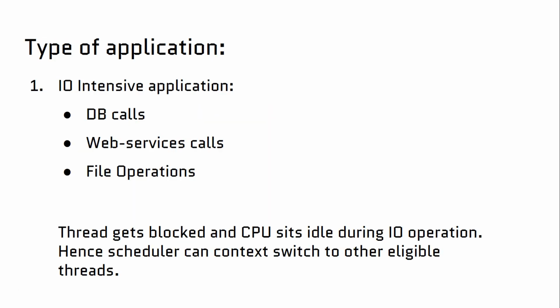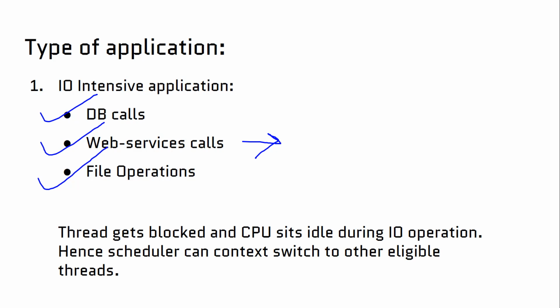The next type of application is the IO intensive application. Examples of IO intensive applications are DB calls, web service calls, and file operations. For example, you want to search some text in one folder which contains 1,000 files. Web services could be microservice calls in your application. DB calls we deal with on a daily basis, where you need to fetch some data for the users.